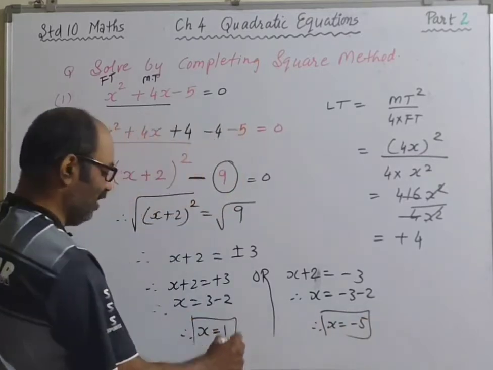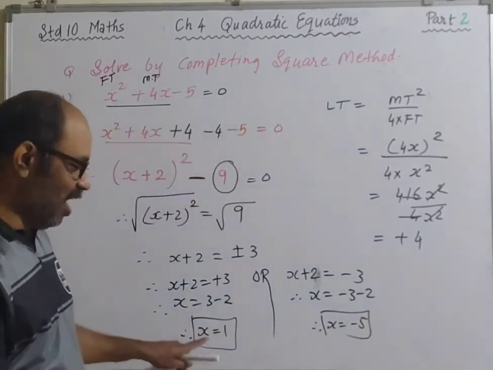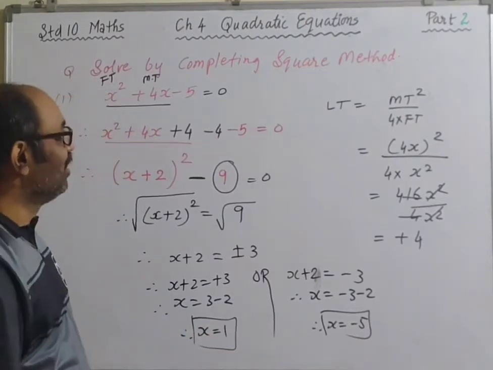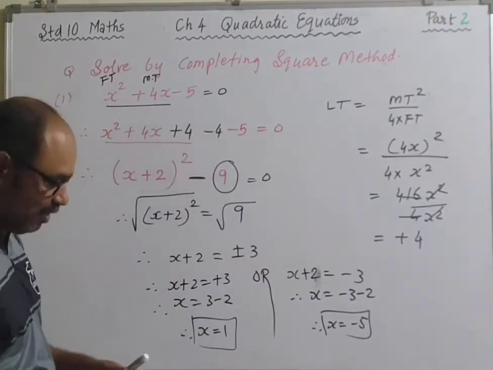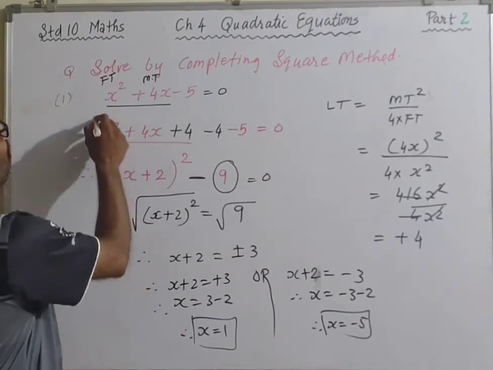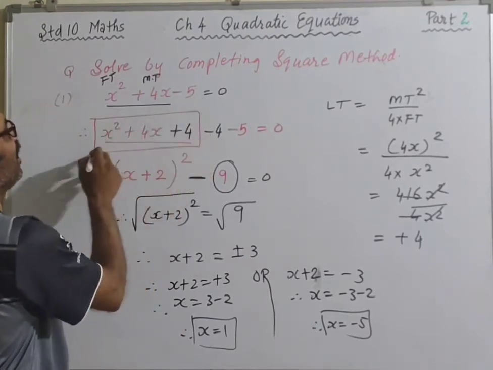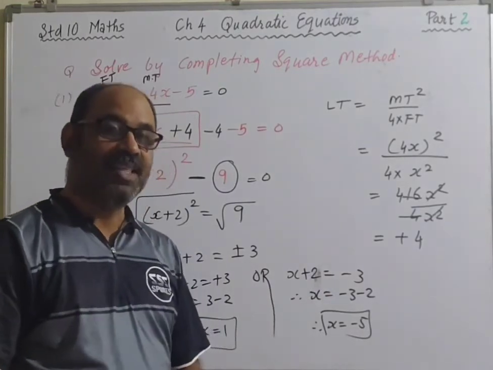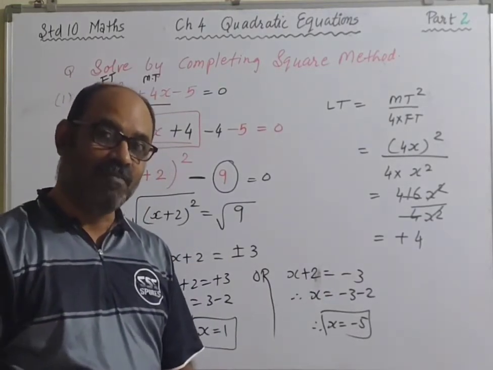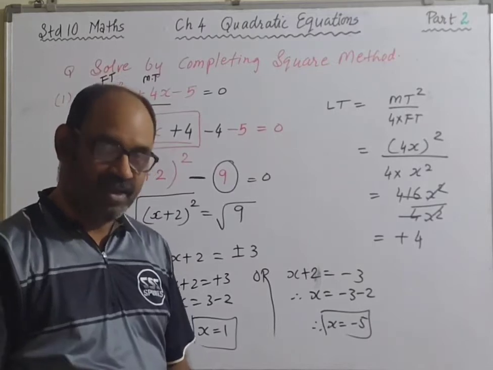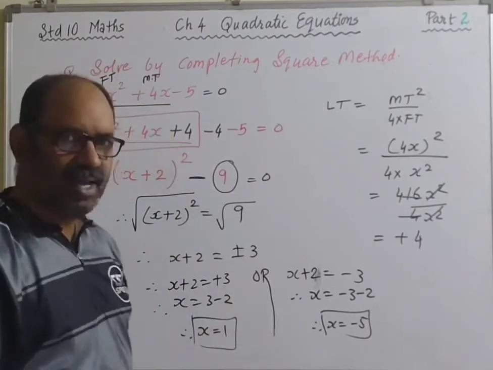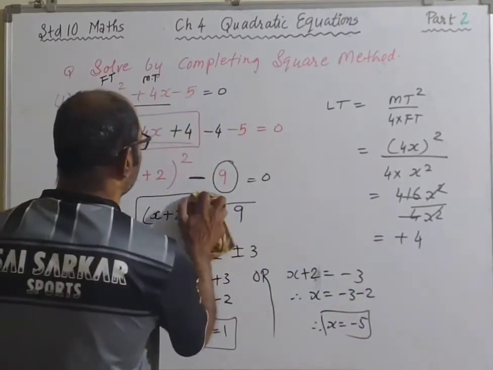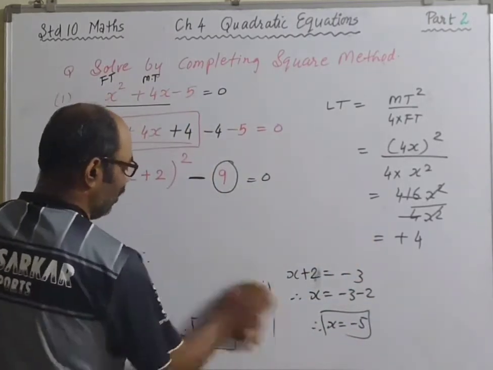So children, here are the solutions. X will be either 1 or minus 5. And this is called completing square method because we made a perfect square trinomial. We completed a perfect square. That's why this method is called completing square method. Alright? You can do this as I've done. Now this method also has another name. I'll tell you why.